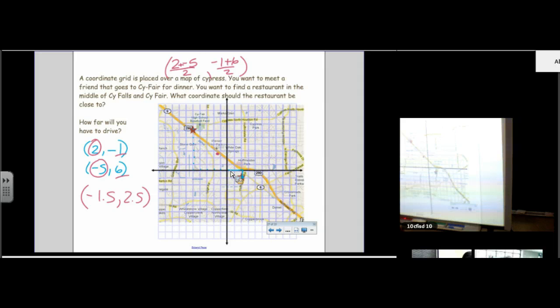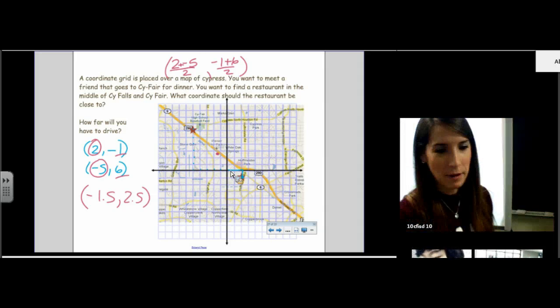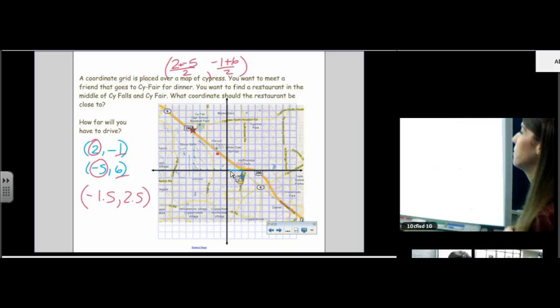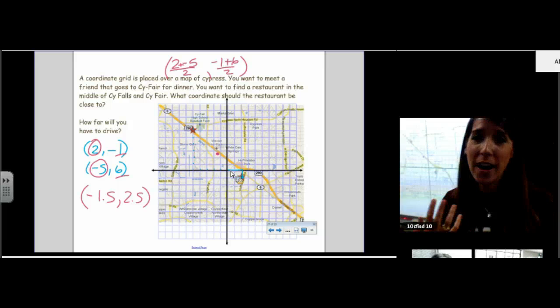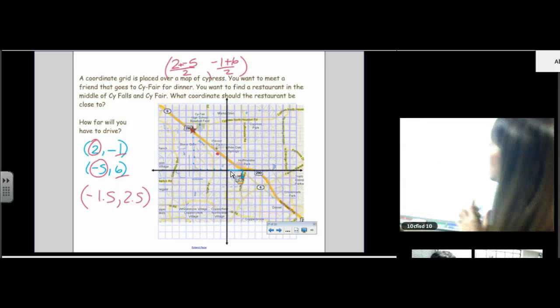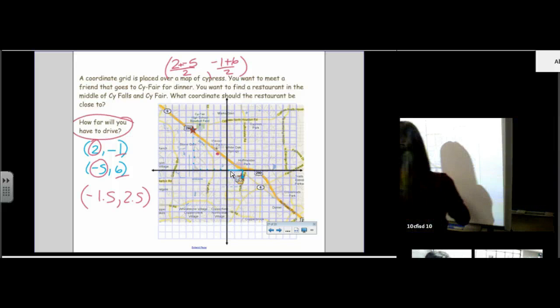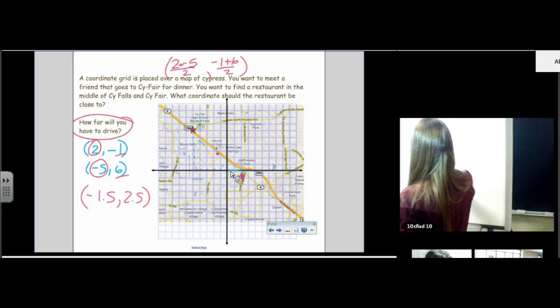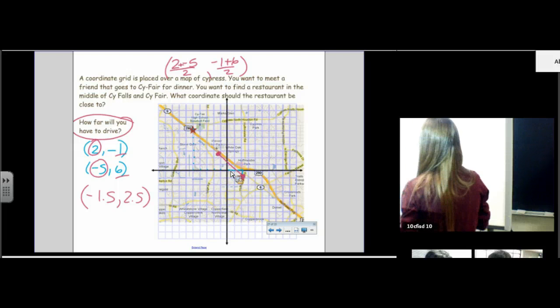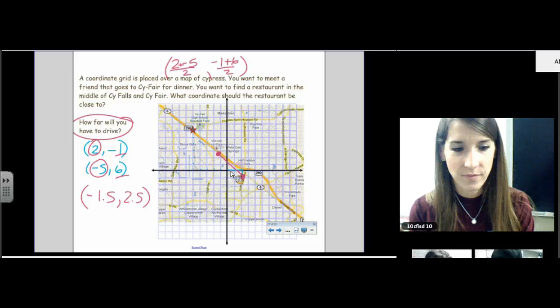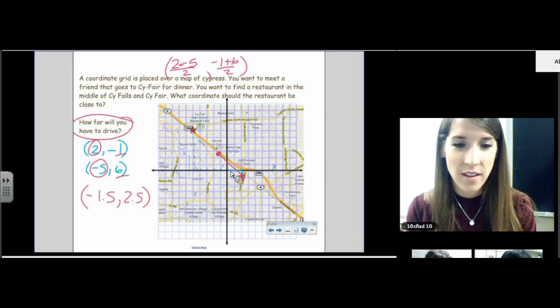So you would want to meet right off of 290, right before Telgi is where you would meet. Okay. So that's kind of just trying to show you how you could apply this to the real world. Then it says, how far will you have to drive? So you're going to drive from Cy Falls to the restaurant. So that's not midpoint formula, that is distance formula.